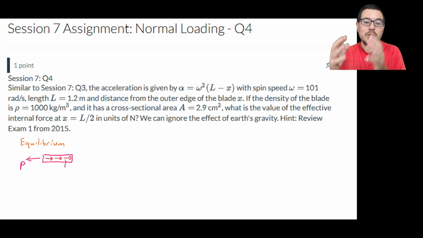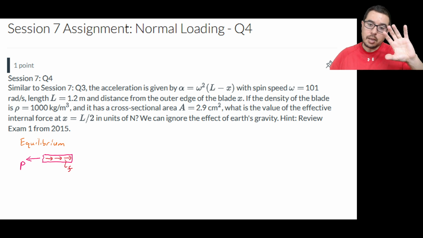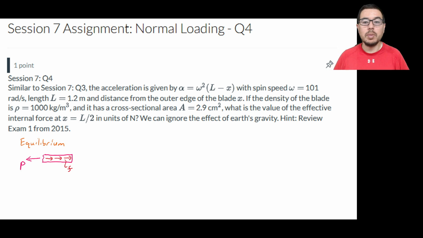We instead were just thinking about, okay, there's got to be a distributed force along this blade that is acting equally and opposite to an internal force, P. And this is what we calculated in question 3 for the distributed force. So we know that it's dependent on the density, the angular velocity squared, this quantity L minus x, and A.